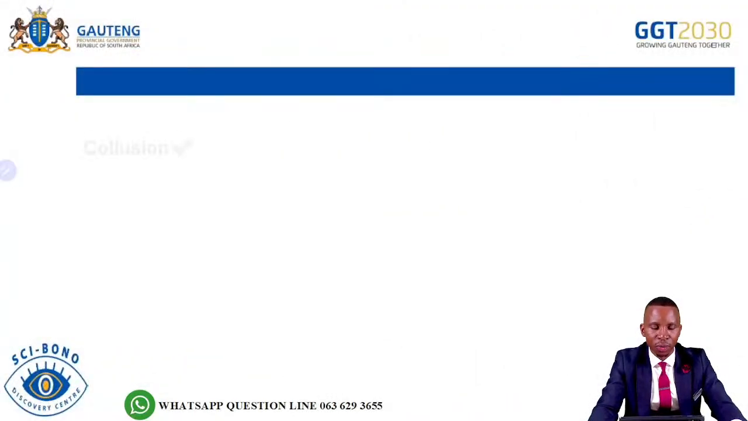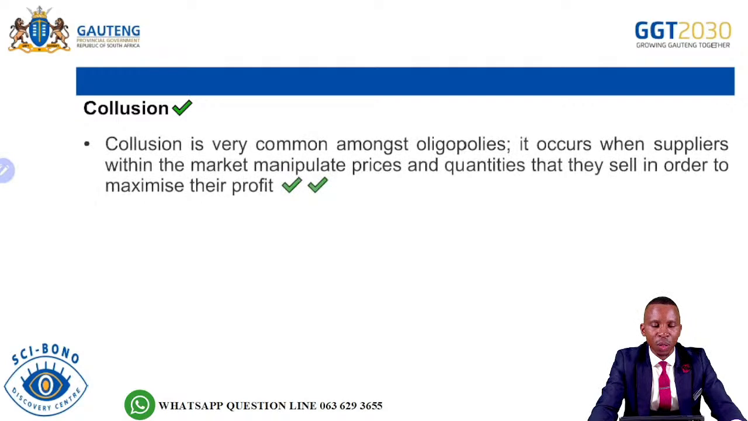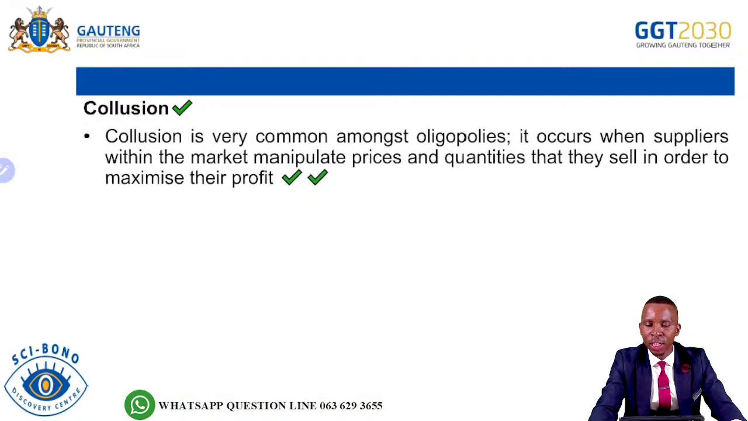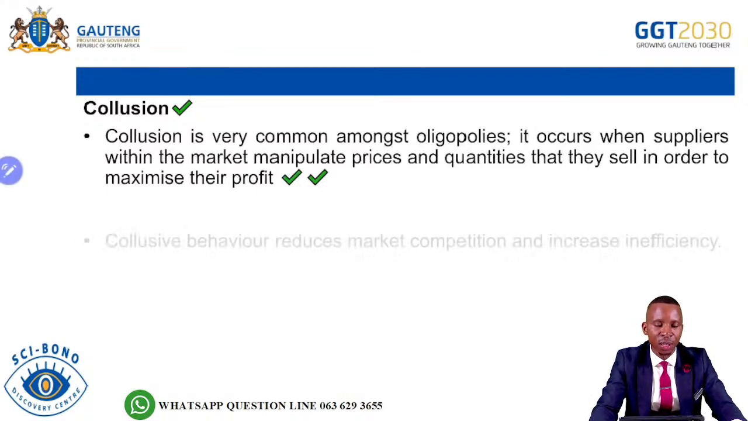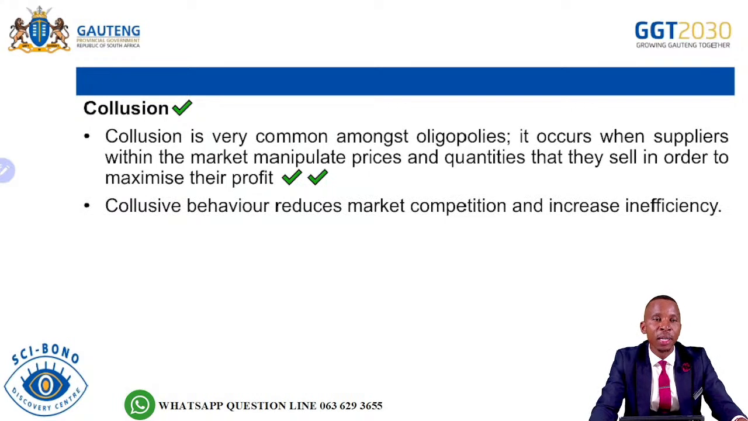And then we continue. Collusion. Collusion is very common amongst oligopolies. It occurs when suppliers within the same market manipulate the price and quantities that they sell in order to maximize their profits. So collusion can occur in two ways, implicitly and explicitly. Collusive behavior reduces market competition and increases inefficiency.